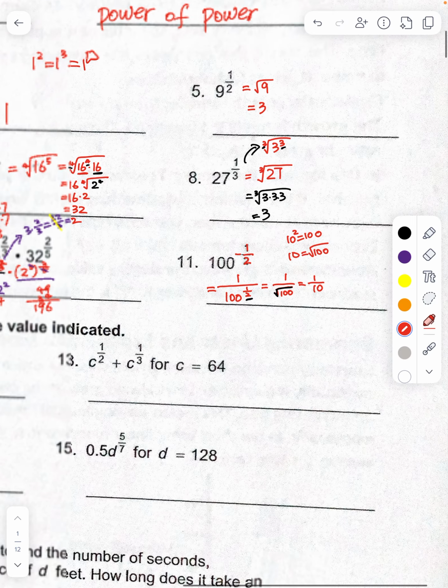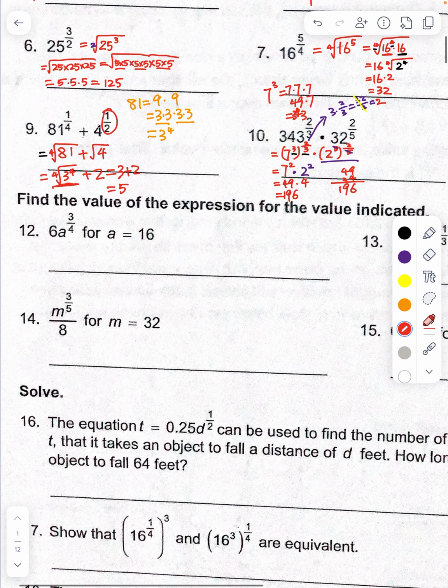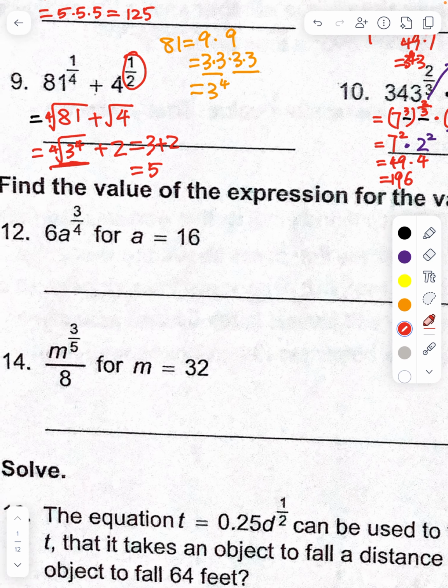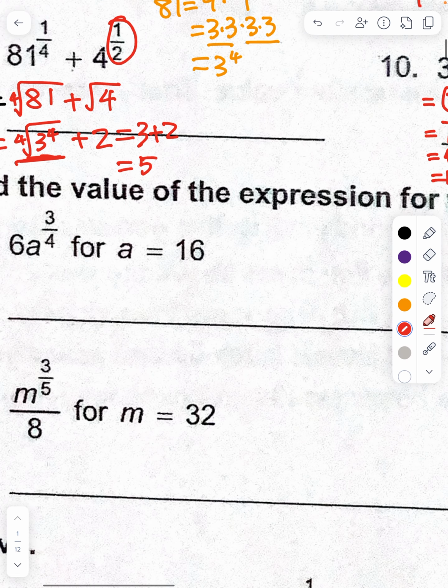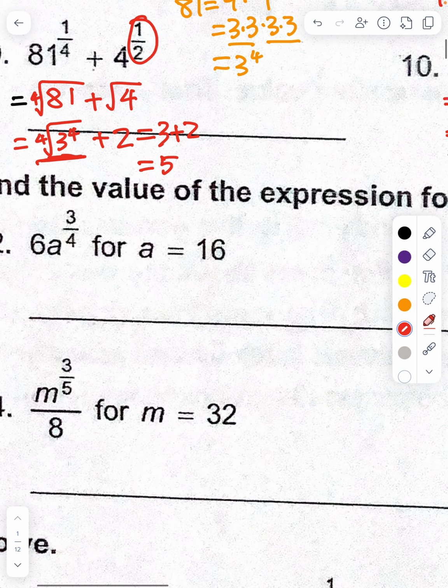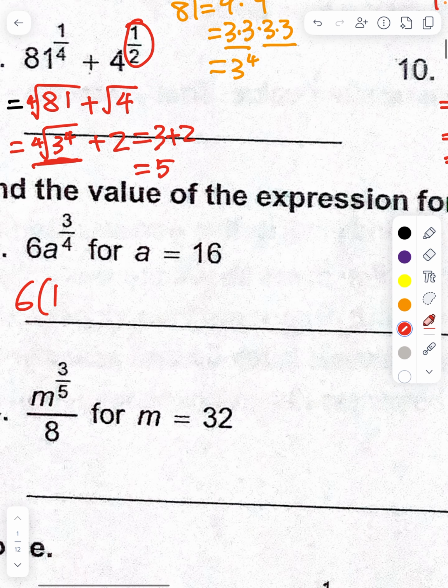Okay, let's do the next one. Find the value of the expression for the value indicated. Okay, 6a raised to the 3 over 4 power, and a equals 16. Okay, let's figure this out. Let's do this. 6 times a. A is what? A is 16, right? 16 raised to the power 3/4, right?